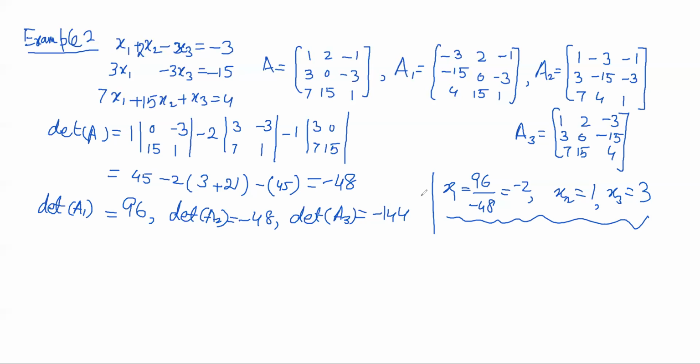The process is quite simple. The only thing is that the calculations are a little bit lengthy in this case. You can see that you need to find 4 3 by 3 determinants, and each 3 by 3 determinant includes 3 2 by 2 determinants. So it's quite an extensive amount of calculations which is involved.